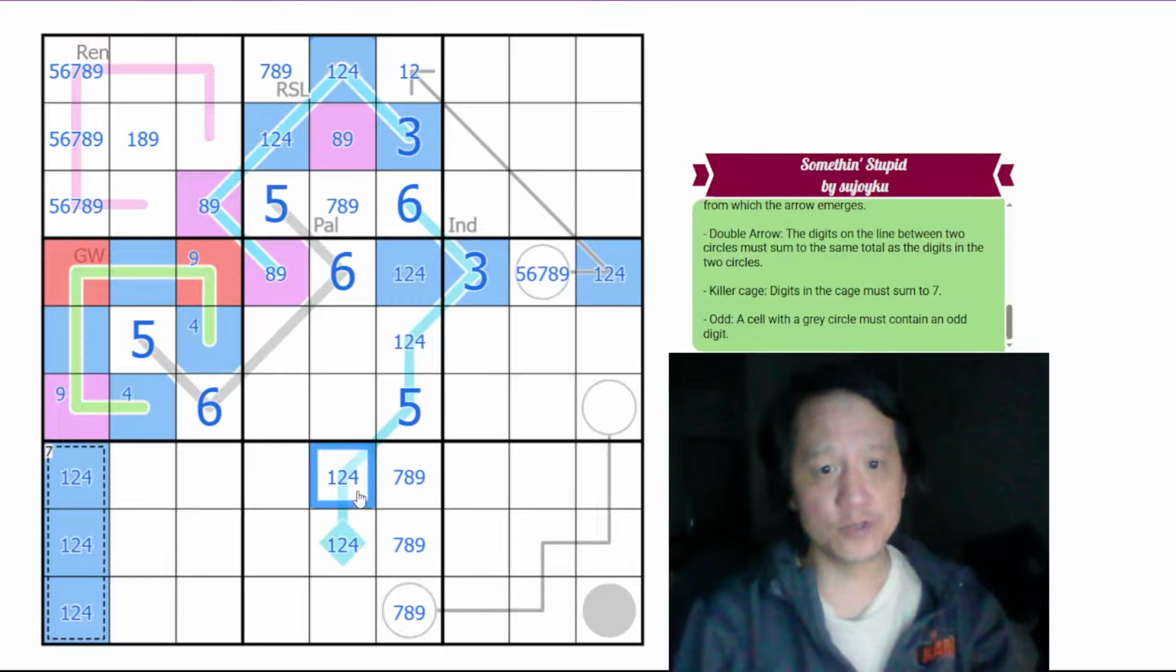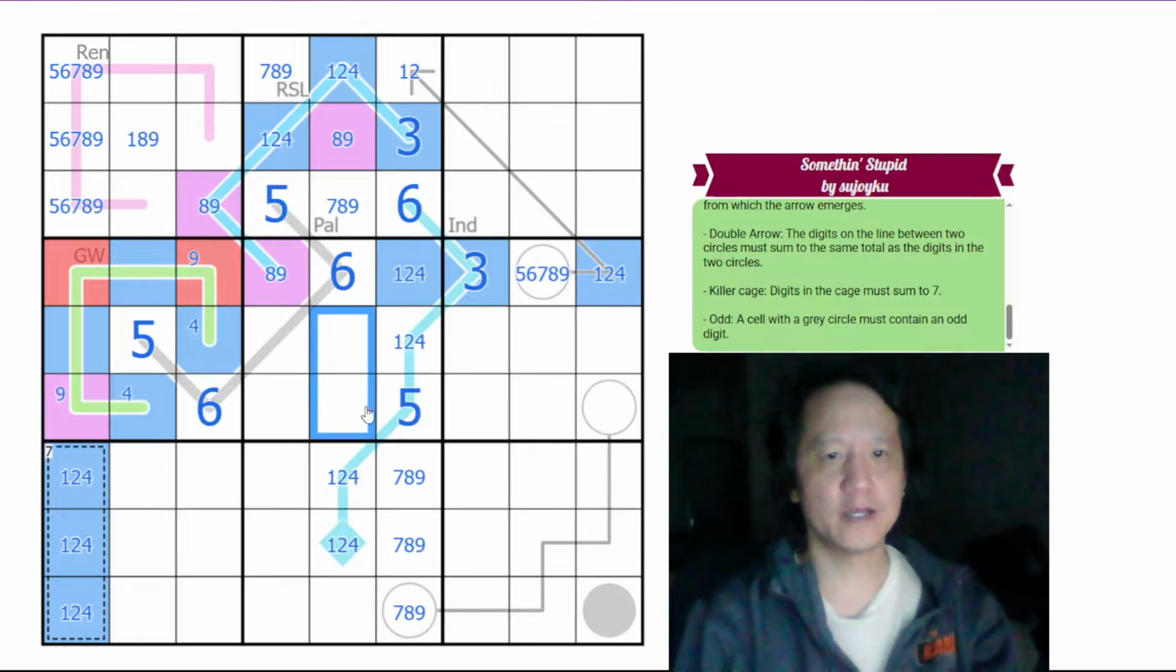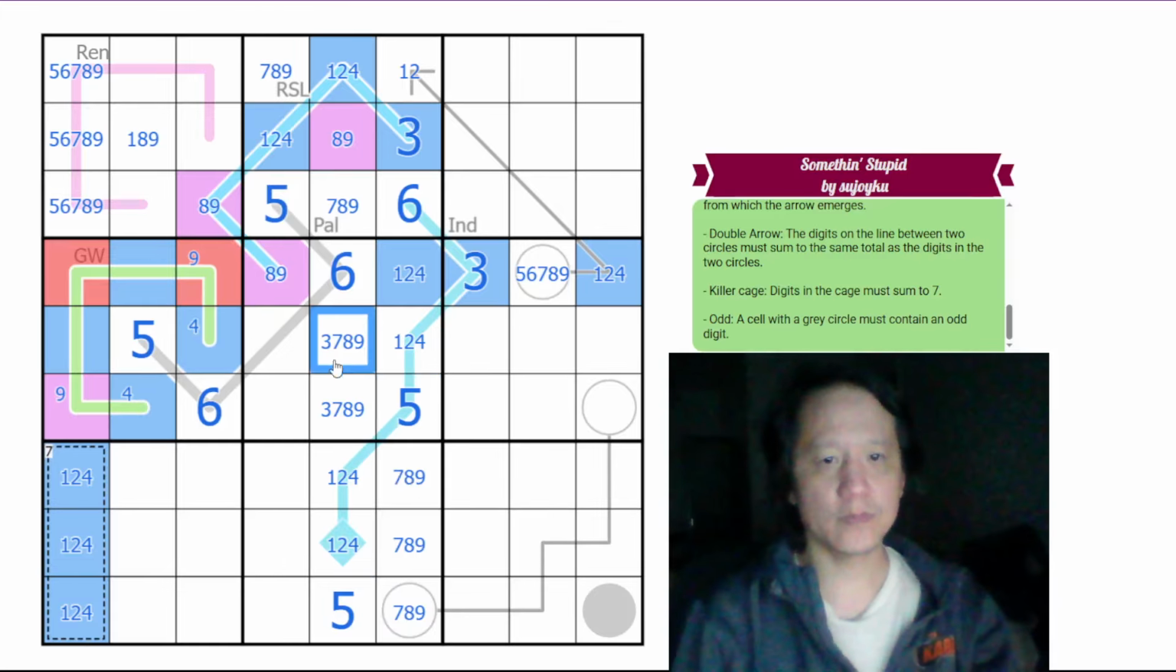We have a 1, 2, 4 triplet in column 5, which eliminates 1, 2, 4 in the rest of the column. That leaves the remaining digits as 3, 5, 7, 8, 9. And 5 cannot be here, whereas the 5 in column 5 has to be here. So 3 has to be one of these two cells.